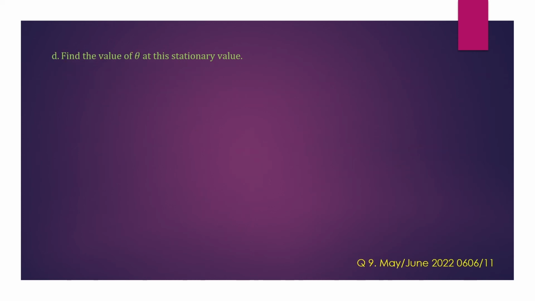In the final part, part D, we want to find the value of the angle at this stationary value. We know from the question that the area is 10 square centimeters and the radius is root 10 centimeters. And the area of the sector is a half theta r squared. And we'll just substitute our values. So A is 10, r is root 10, and we'll simplify.